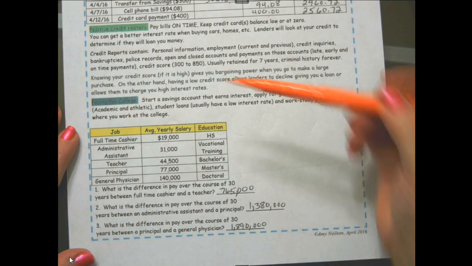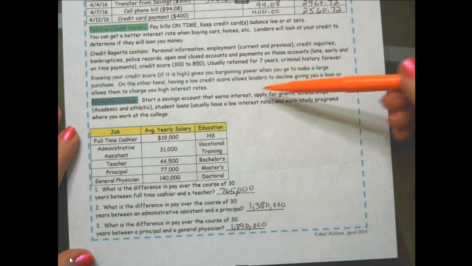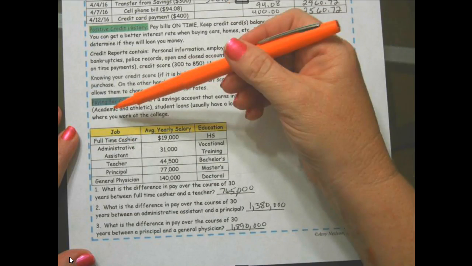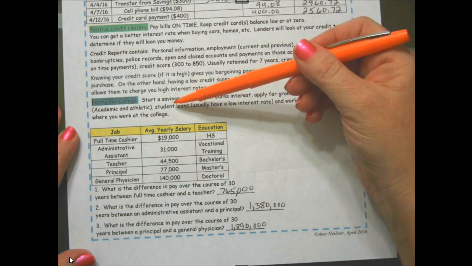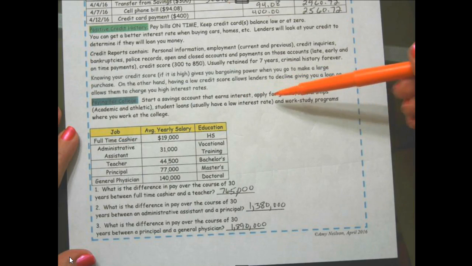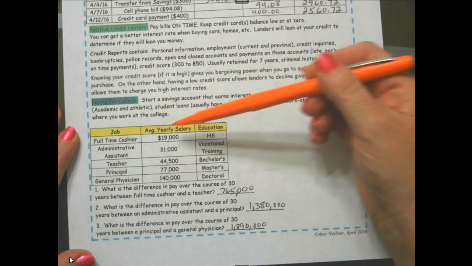Now, paying for college. Starting a savings account that earns interest, apply for grants, scholarships, academic and athletic, student loans usually have low interest rates, and work study programs.